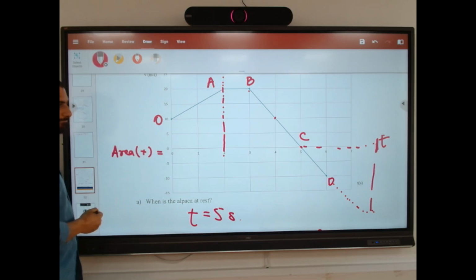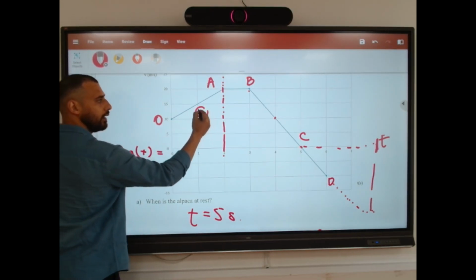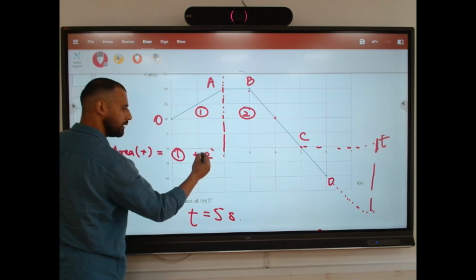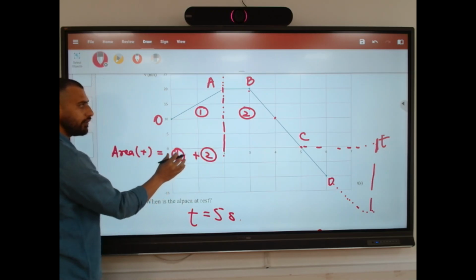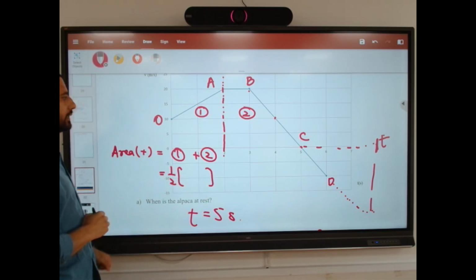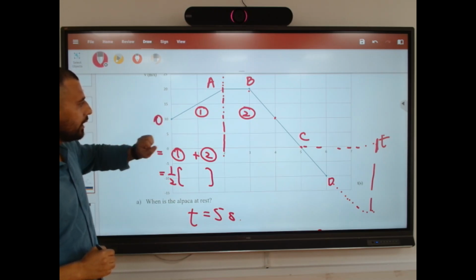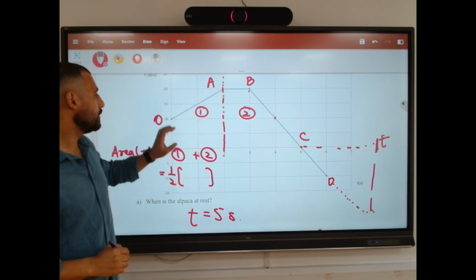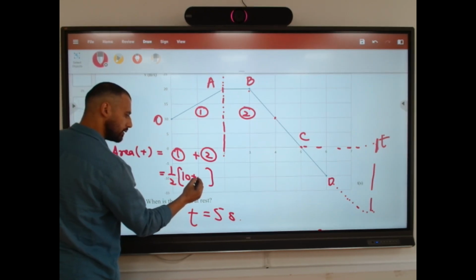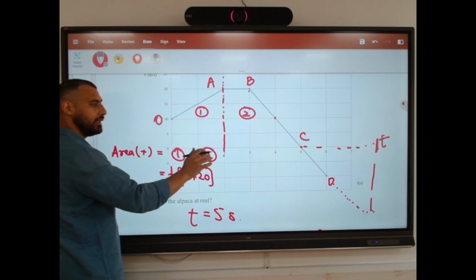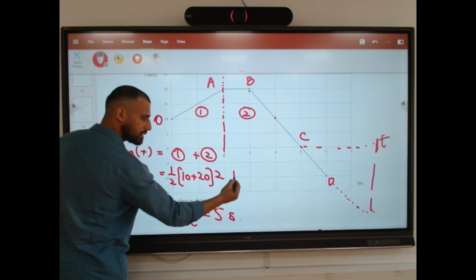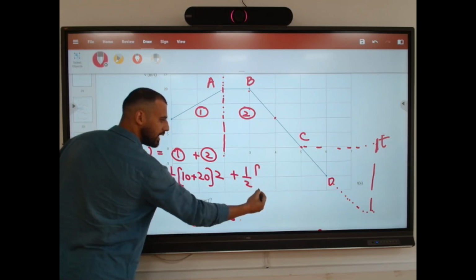So I'll write area of positive portion. That would be equal to, for this, so this will be 1 and let this be the second. So I'll write 1 plus 2, okay? Is that fine? So for 1 it would be half of sum of parallel sides. What are parallel sides? One is this 0 to 10 and the other is this 0 to 20. So it is 10 plus 20 multiplied by the distance between the two parallel sides, and that is 2, plus half of sum of parallel sides.